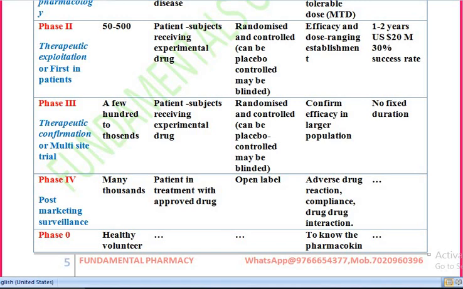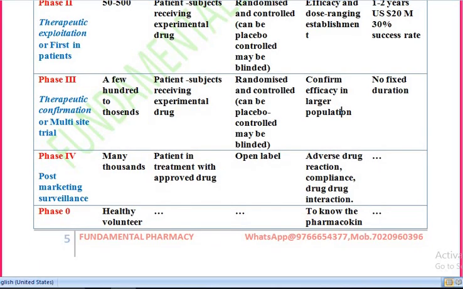So what type of study is this? This is open label study. And what is the principal aim of this study? That is to identify the possible adverse drug reaction, patient compliance, compliance of drug, and drug interaction.